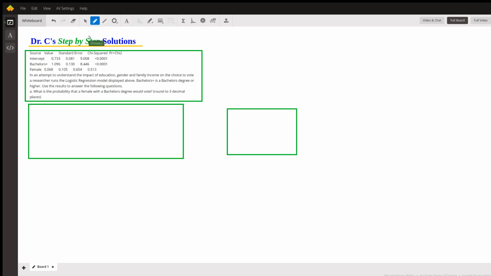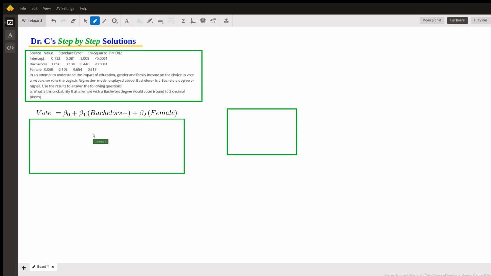So I noticed that the other variables are not here, so I'm going to assume that this was a stepwise analysis. That's neither here nor there. So if this is the output, the first thing we would do is essentially follow the actual regression equation. Based on this chart, if there are other variables, they should be included, but it's vote equals the intercept plus the bachelor's plus female. Okay.